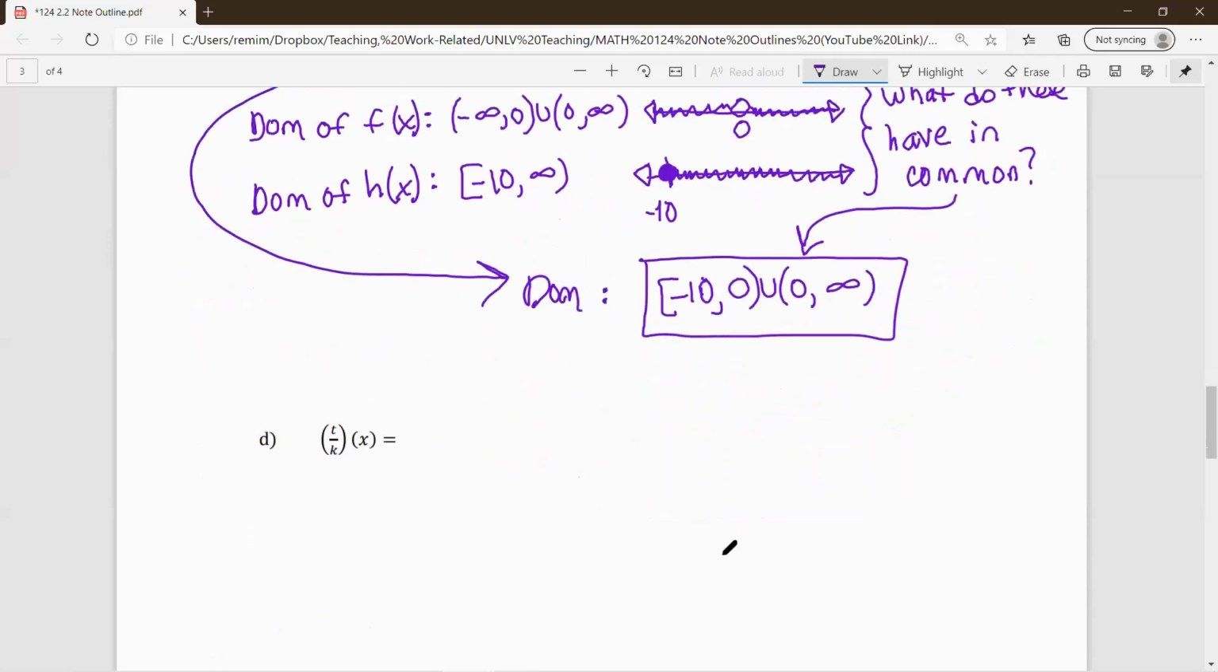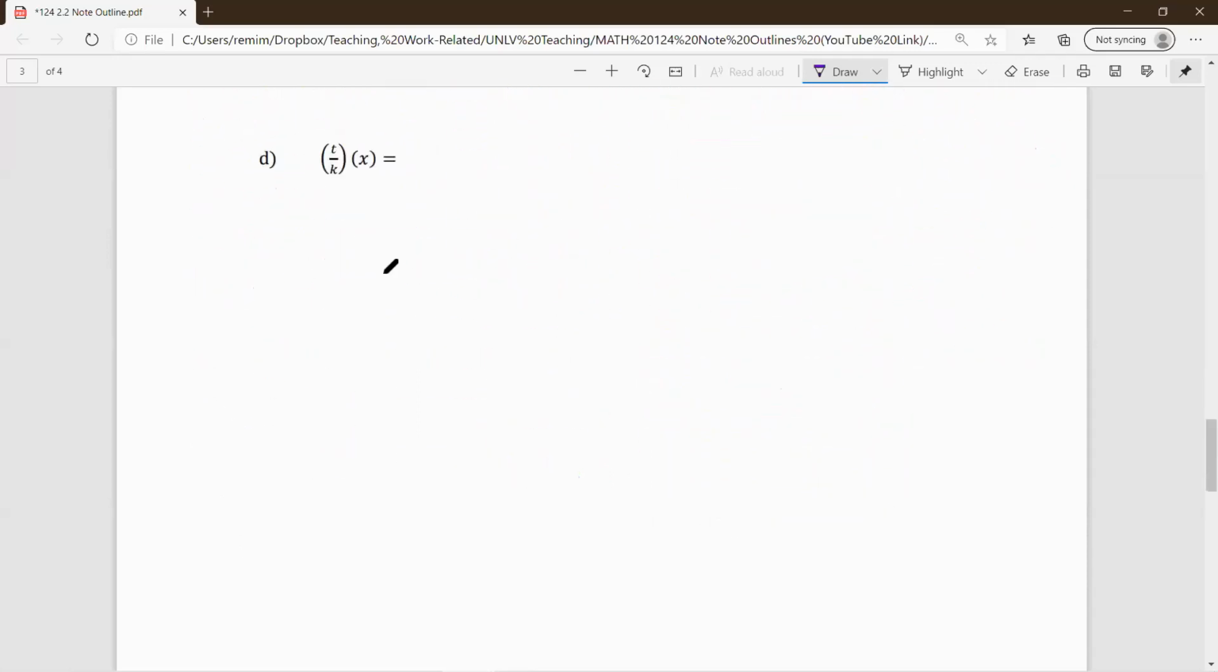All right, let's do one more here. T over k of x. Now this, we're going to have alarm bells go off, okay? Why is this one going to be a little bit different than the other ones we just did? It's because this one has a denominator, right? So this is t of x over k of x.